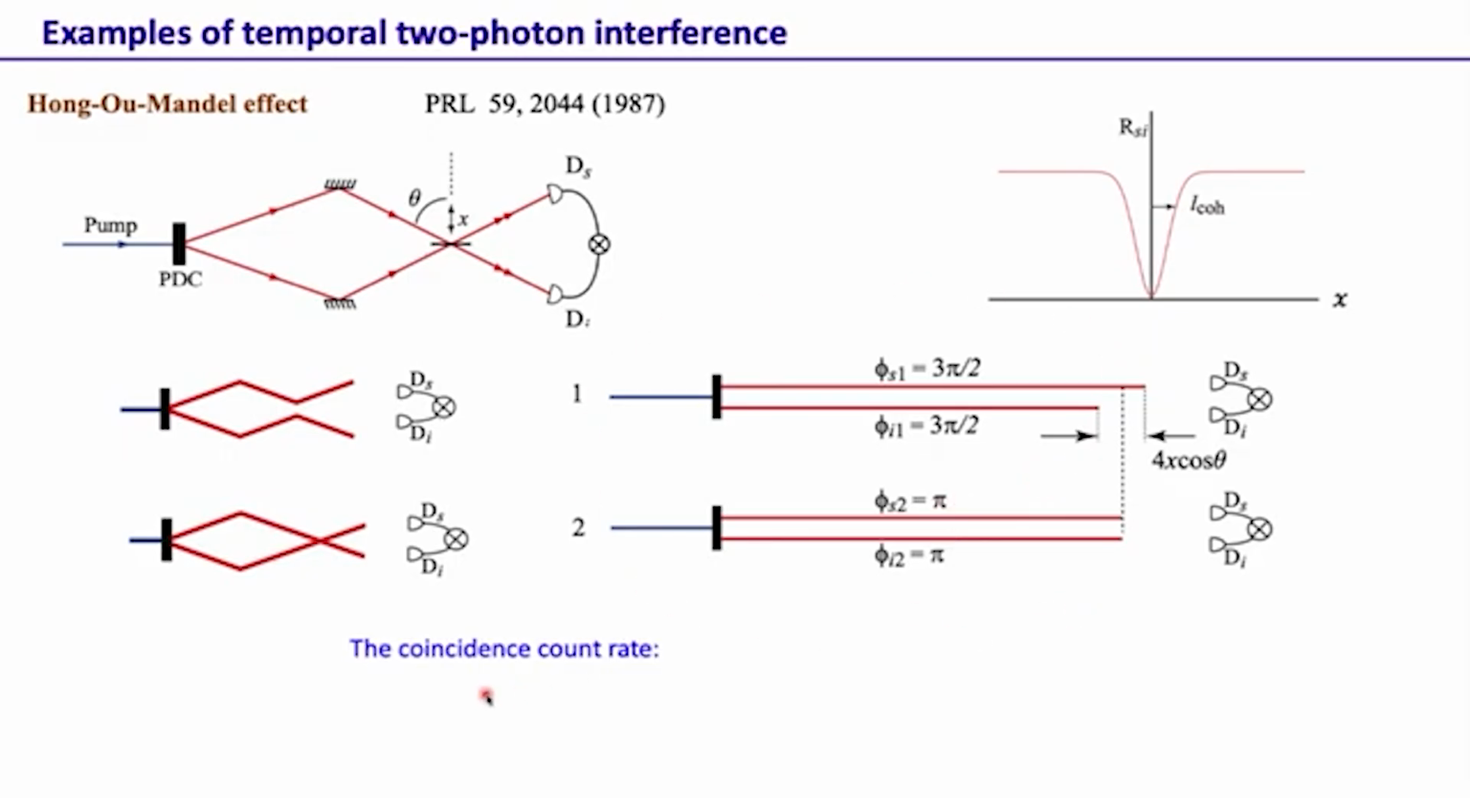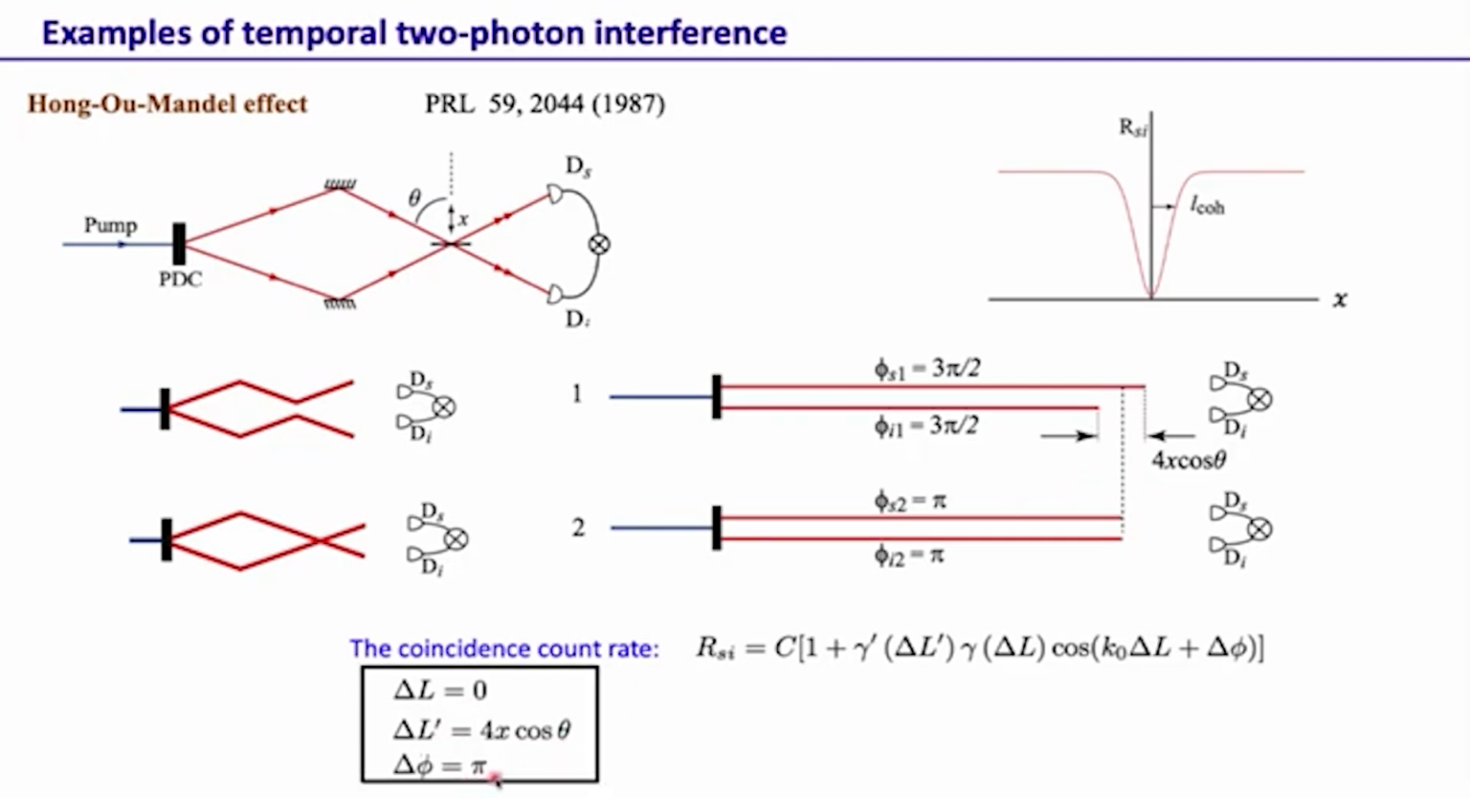So if we calculate, this is our general coincidence count rate, and we need to calculate delta L prime and delta phi. Delta L in this case is essentially 0, because the mean position here and the mean position here, the difference is not changing. Delta L prime in this case is 4x cosine theta, delta phi is pi. If you put in these quantities, we see that the coincidence count rate is 1 minus gamma prime of 4x cosine theta. Of course, this cosine theta is a fixed number, and we are just changing x. So as a function of x, we recover the profile of gamma prime, and since there is a minus, we get a null here. This is the way we can explain this effect.